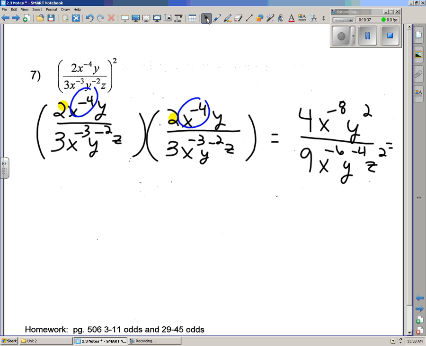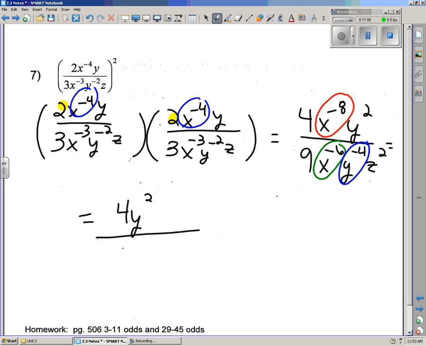Now we got to do some flipping out. Let's see. X has a negative exponent, to the negative 8. X down here has a negative exponent, negative 6. And y has a negative exponent. What does not move stays in black and stays where it is. So I've got 4y squared over 9z squared. I'm going to move x to the negative 8 to the bottom, out the negative. I'm going to move x to the negative 6 up top, out the negative. I'm going to move y to the negative 4 up to the top and out the negative.